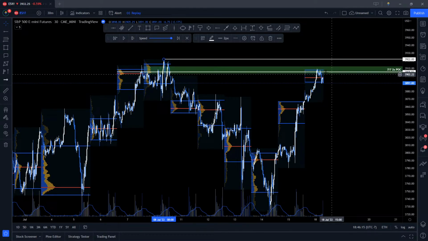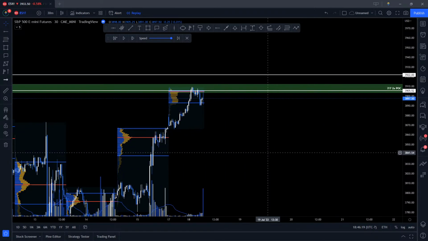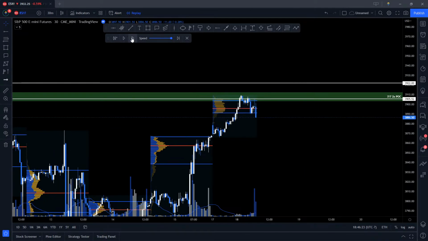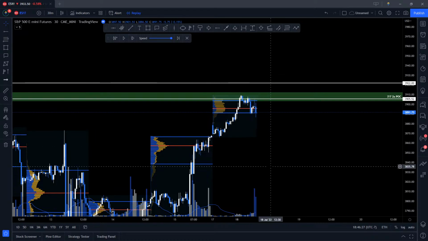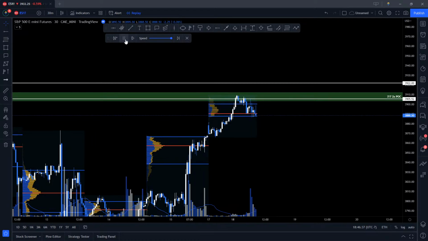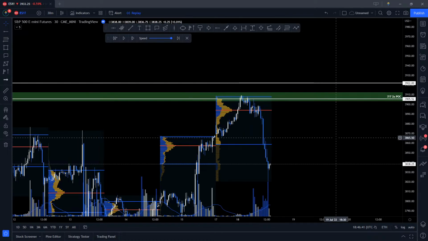yeah, so there it is. This is our rejection. Sellers are showing up again. And we should see a pretty good rejection down to where you get a decent play from this level. If you played the POC like 3095, and then, yeah, this is a great move.